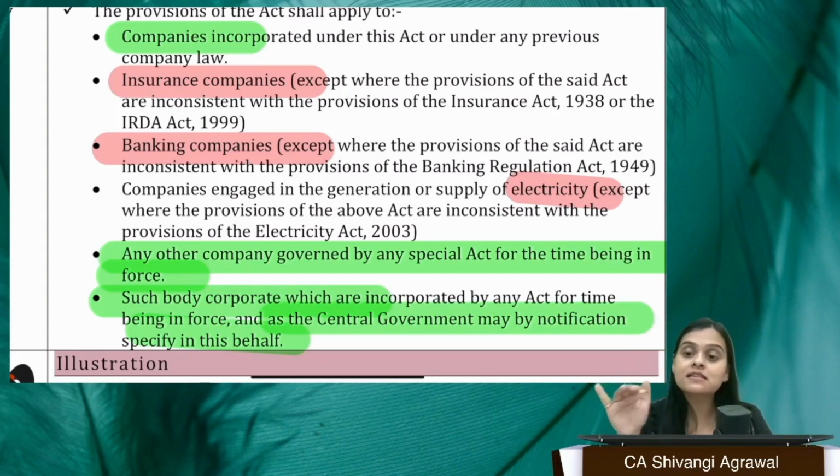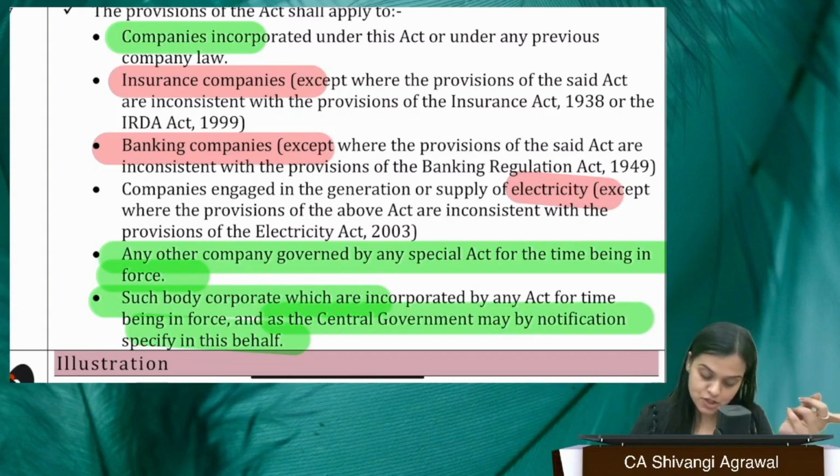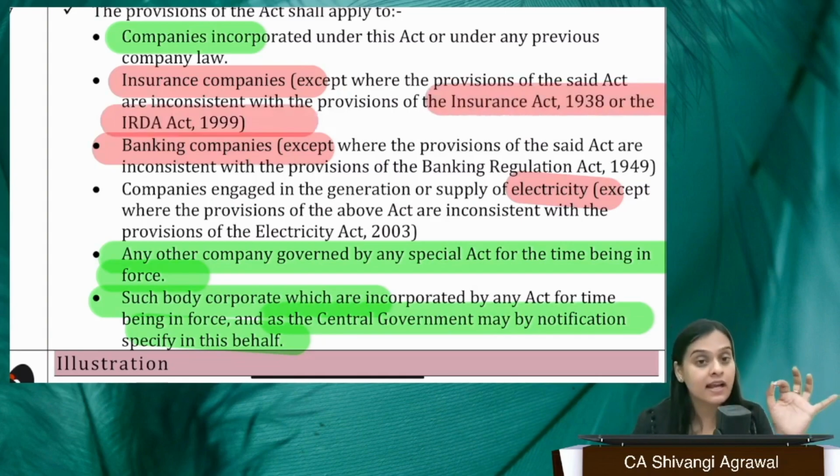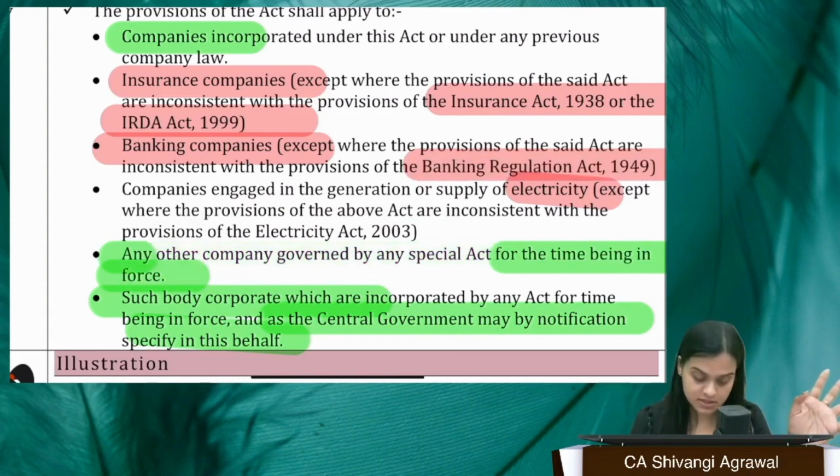So as long as there is no inconsistency between the specific provision and the Companies Act, you will keep on following the Companies Act. But as soon as there is an inconsistency, then you will follow their respective acts. What are the respective acts? For insurance companies, we have the Insurance Act and IRDA. For banking companies, we have the Banking Regulation Act. For electricity companies, we have the Electricity Act.